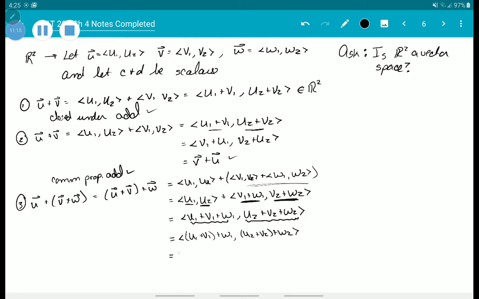And then now we can undo that addition of vectors. So there's our first component. And then there's our second component, U2 plus V2 is the second component, plus vector W. And then by definition, that guy is U plus V. And then we have plus W there. So you can see how that associative property holds.